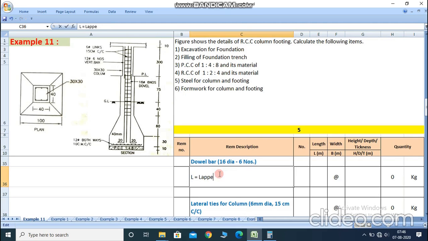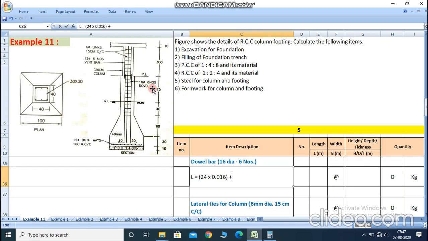So lap length, we take 24 multiplied by the diameter of the bar. So 24 multiplied by the diameter of the bar. Here the dowel bar is 16 mm, and 6 numbers of the bar are calculated. So here 16 mm, so 0.016 is the diameter of the bar. First we take the lap length, then the dowel bar starts from the plinth level to the bottom of the foundation.